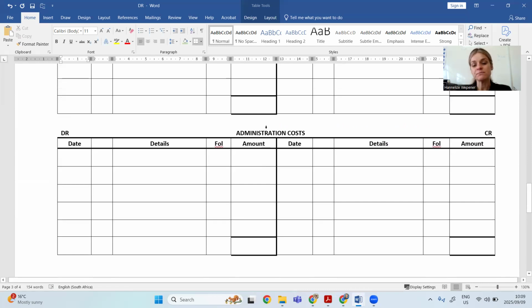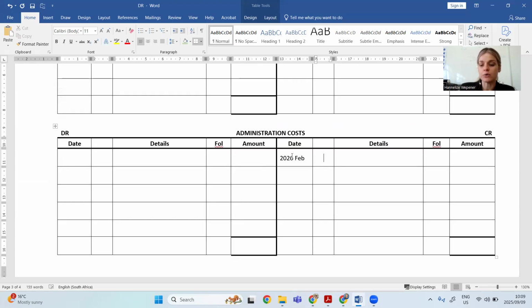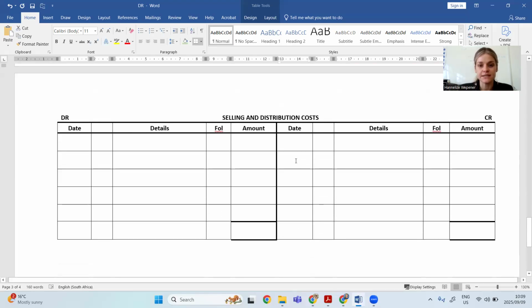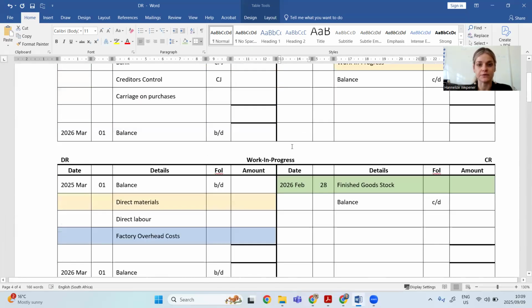So in other words, it will not be seen in your production cost statement. This will be seen in your statement of comprehensive income. So therefore, we don't close off these amounts to our work in progress. We close it off to profit and loss. Okay, so that's for your admin and your selling and distribution cost. Just a little heads up there already.